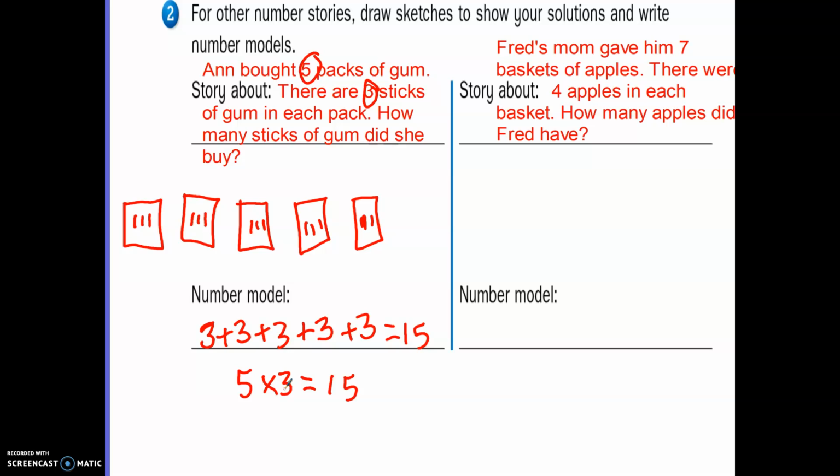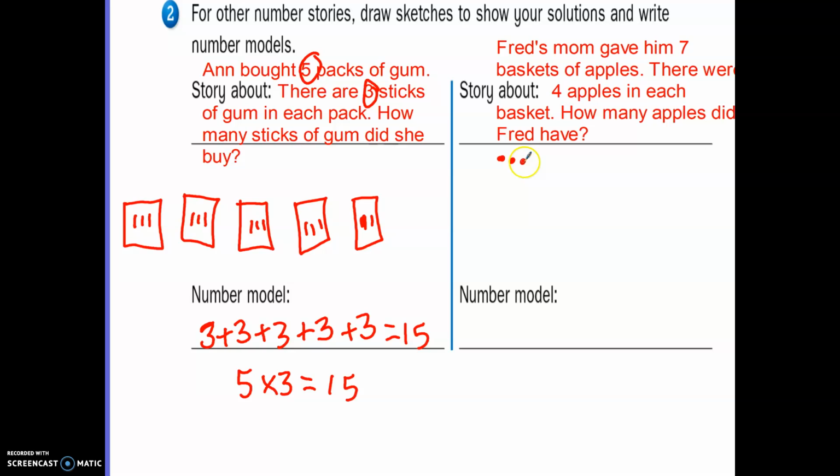Here, our second problem. Fred's mom gave him 7 baskets of apples. There were 4 apples in each basket. How many apples did Fred have? I'm going to pause it and you try. Okay, maybe you solved it like we did for Anne's packs of gum, where you drew baskets. I'm going to do it a little bit differently. Instead of drawing baskets, I'm going to make mine just be in rows. Each row would be a basket. So that means I'm going to have to do 7 rows of 4.